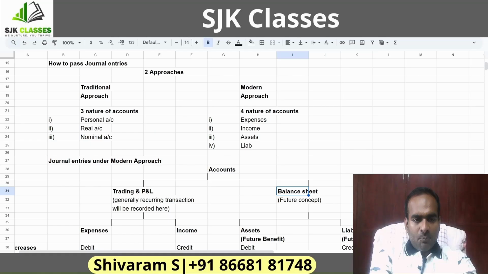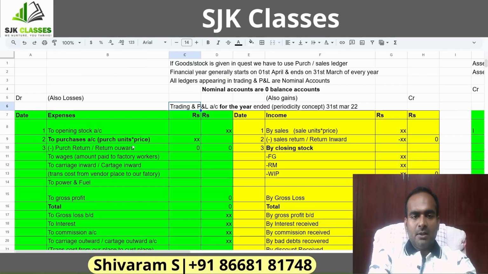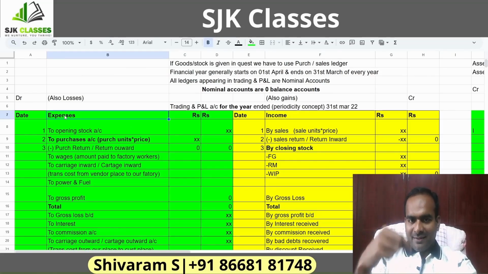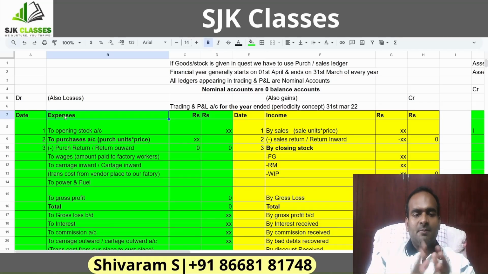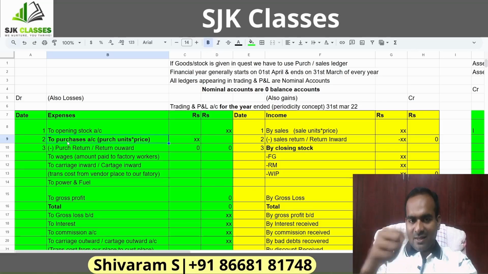Now I'll just show you a pro forma statement of trading and P&L. Look at the expenditure part. What we discussed, the recurring transactions will get captured under trading and P&L, right? So on the expenses side, I'll just name a few ledgers, a few accounts. Purchases. What do we mean by purchases? Purchases refers to the raw material which we purchase. Since it's a recurring transaction, I'll keep on purchasing raw material again and again for my business. So purchases is a recurring transaction, and it comes under the expenditure side.